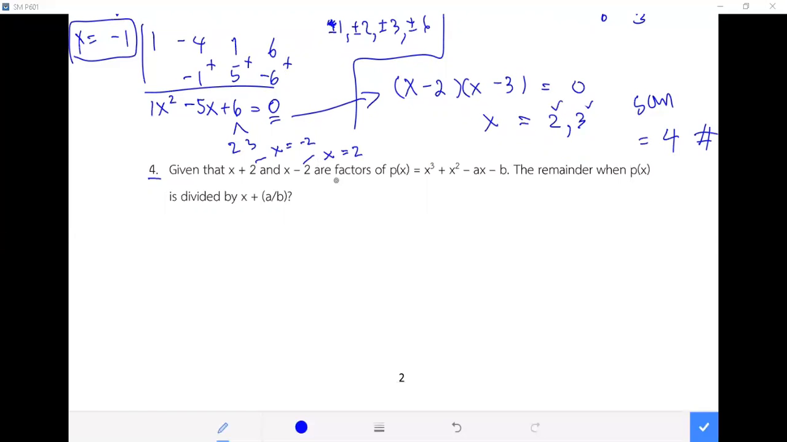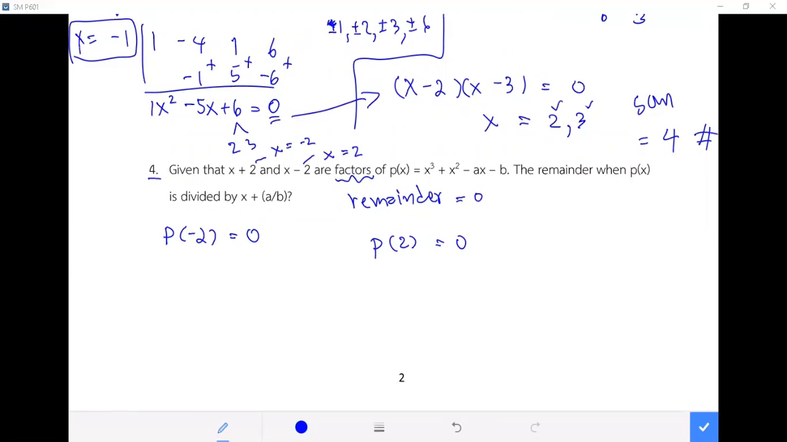If they are the factors, the factor means the remainder is 0. Okay, so you know that p of negative 2 is going to be 0, and as well, p of 2 is also 0.